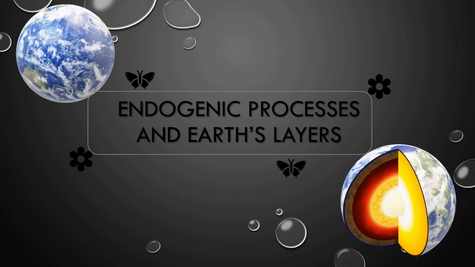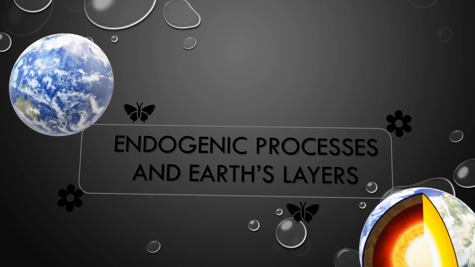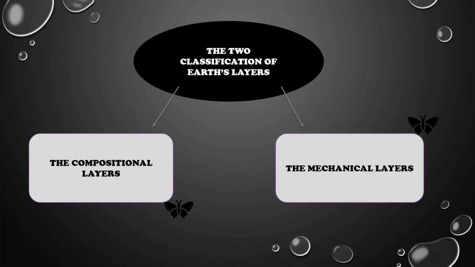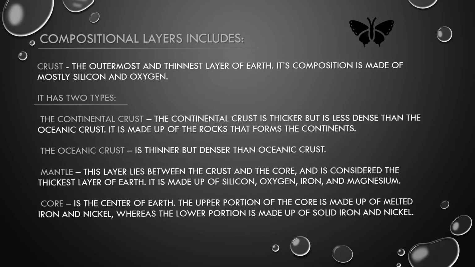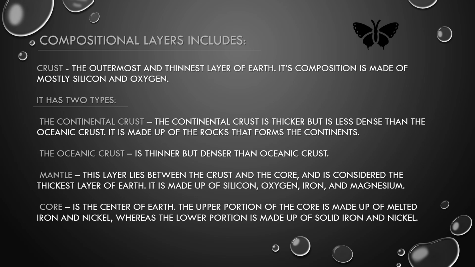Understanding how these processes shape and alter different landforms starts with knowing the nature of Earth's layers. Earth's layers are made up of different materials and behave differently. So scientists have decided to classify Earth's layers into two, which are the compositional layers and the mechanical layers. Let us first tackle the compositional layers.